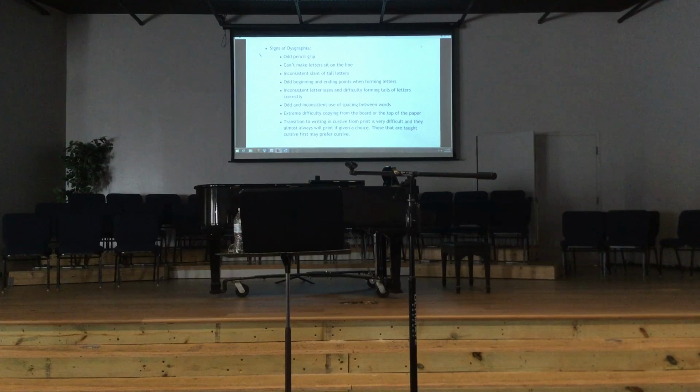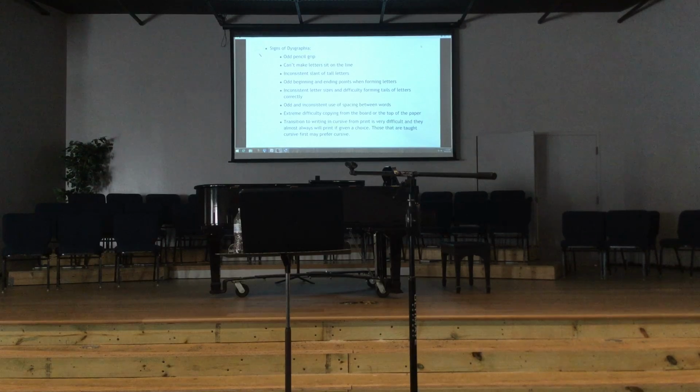They typically can't make letters sit on a line. Inconsistent slant of tall letters, odd beginning and ending points when forming letters. So because they have difficulty remembering rote random sequences, guess what happens every time we pick up our pencil and write a new print letter, right? We have to think, where do I start that letter? Where do I end that letter? How do I form that letter? It's a rote random sequence every time they pick up their pencil, and they can't remember those. So you'll notice that they make the letters different every time they make them because they can't remember the sequence. And so then they look different. Then they'll have odd beginning and ending points.